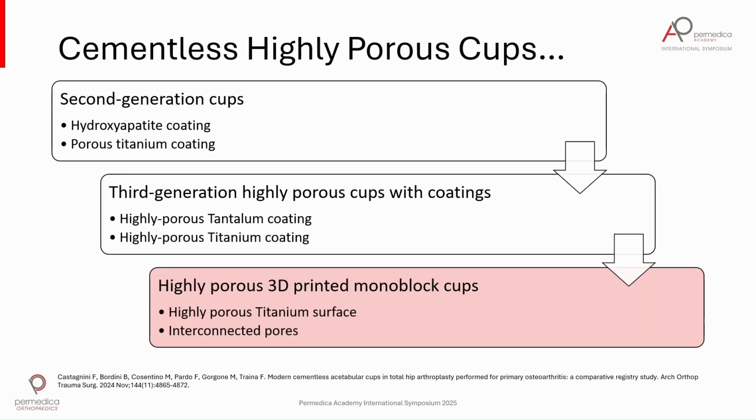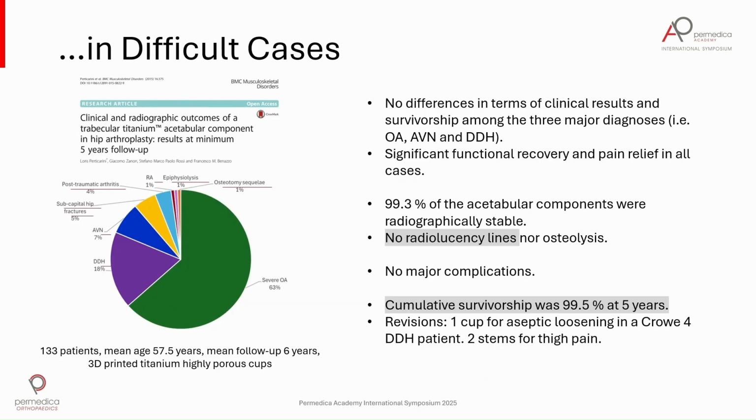So cementless porous coated cups changed during different generations. I showed you the first generations, then came different generations, and now we arrive at the highly porous coated 3D printed, and we have different results. And they are really promising because in this paper, for example, when you have only arthritis, it is 60% of the cases, but when you go to the other 40%, the failure rate is what makes the difference.